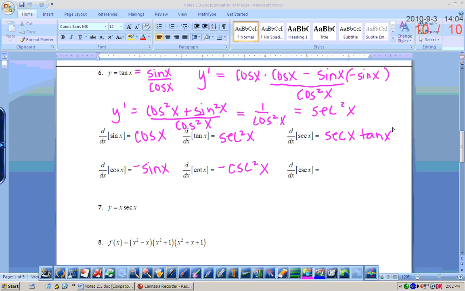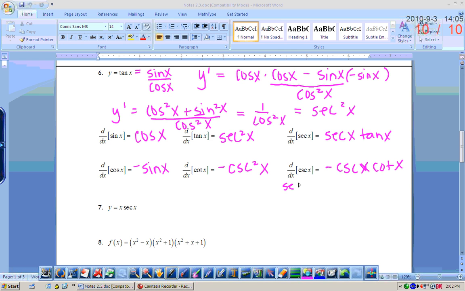Okay, now there's some patterns going on here. If tan's derivative is secant squared and cotan's is negative cosecant squared, and secant is secant tan, so cosecant is negative cosecant cotangent. You do need to know the derivatives of those 6 trig functions. But if you forget them, you can always derive them, just like we did tangent.